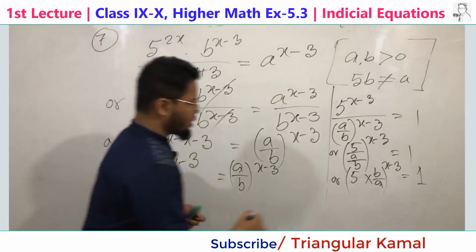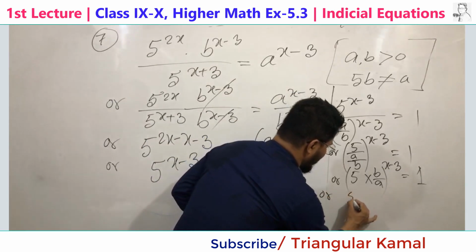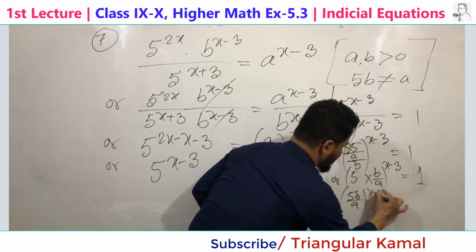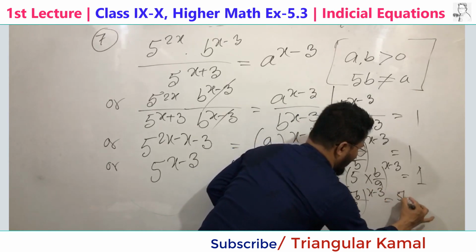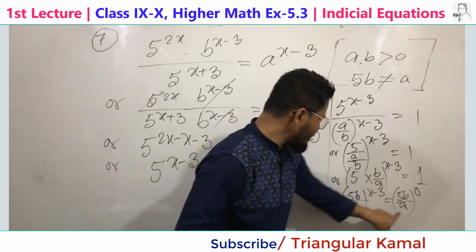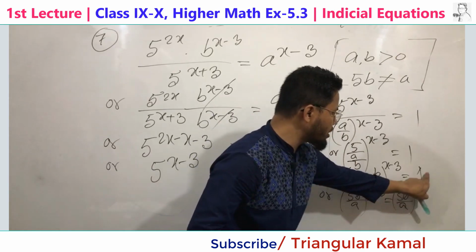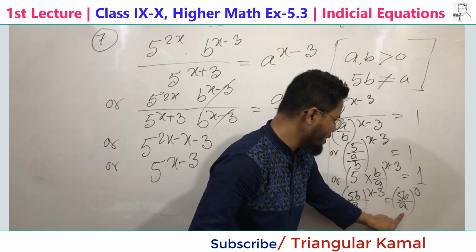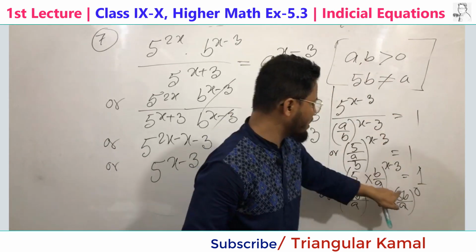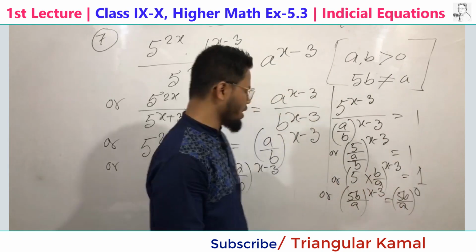So dear students, this is 5b by a to the power x minus 3 equal 5b by a equal 0. To make the similarity with the left side, we wrote here 1 equals 5b by a equals 0, because our information is given both are the same and 5b not equal to a.